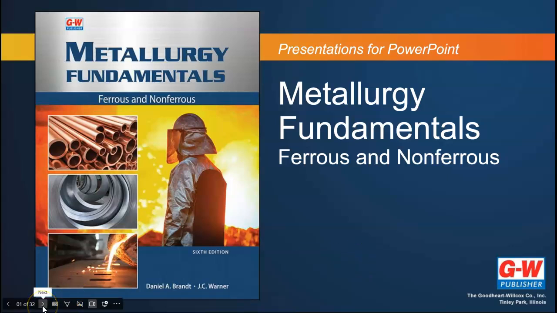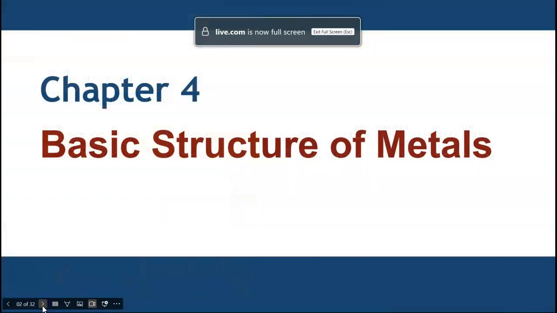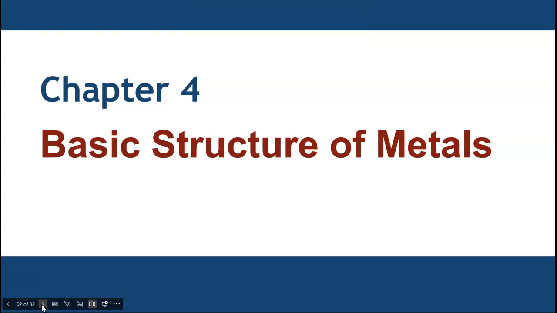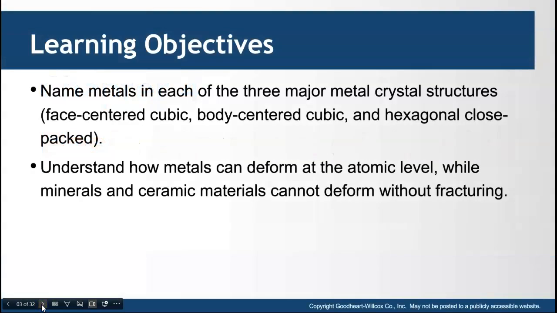All right, this is the lecture on Chapter 4 here in our metallurgy class. So we're going to begin with the basic structure of metals and talk about this. Now here are, of course, the learning objectives: to be able to name metals in each of the three major metal crystal structures. So we have what we refer to as face-centered cubic, body-centered cubic, and hexagonal close packed. We'll talk more about what those are a little bit later.